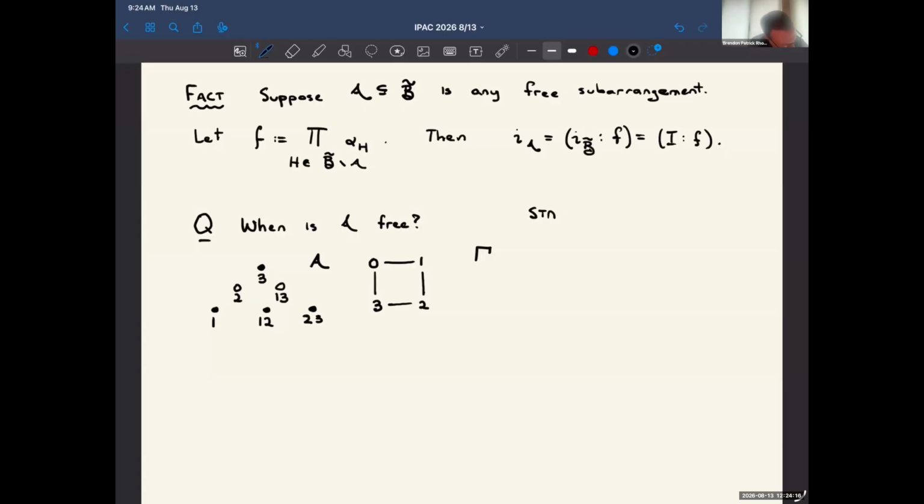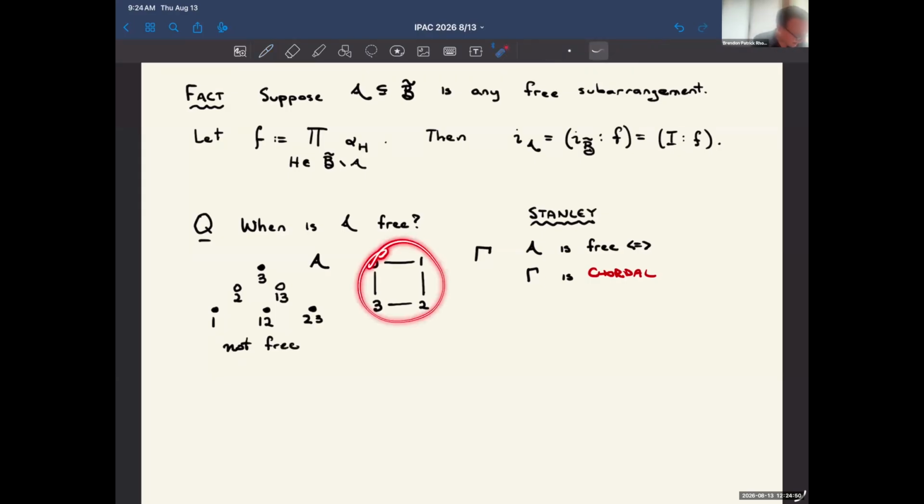And a result of Stanley states that A is free if and only if this subgraph gamma is something called chordal, which means no induced cycles of length bigger than 3. So this, for example, would not be free because of this 4-cycle. And in fact, freeness and chordality in this particular context are equivalent to something stronger called supersolvability.